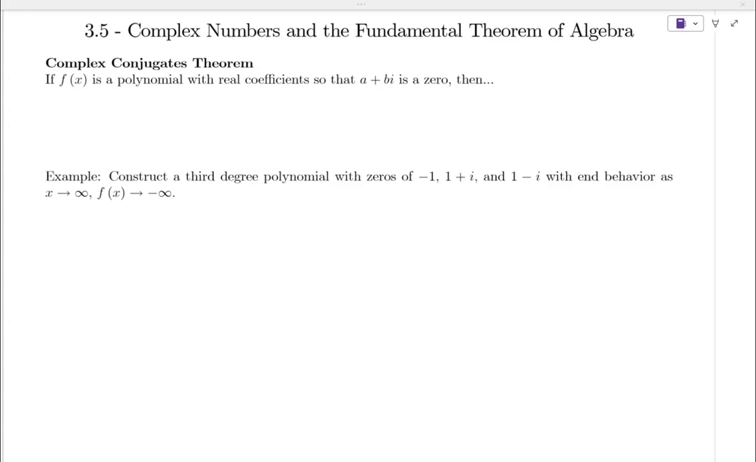In the previous section we were finding zeros of polynomials. In this section, we're going to add some thoughts about what happens when you have complex zeros. It turns out that if you have a polynomial that has all real coefficients, meaning the coefficients don't have any i's in them at all, and you know that a plus bi is a zero, then we also know that a minus bi is also a zero.